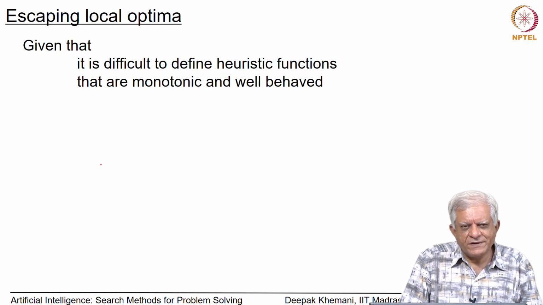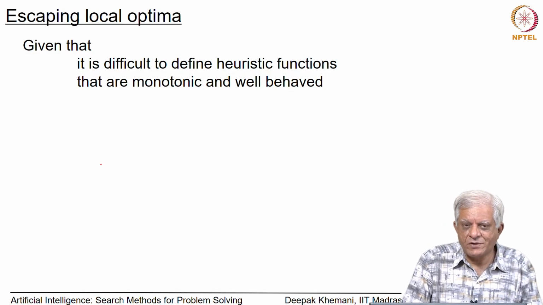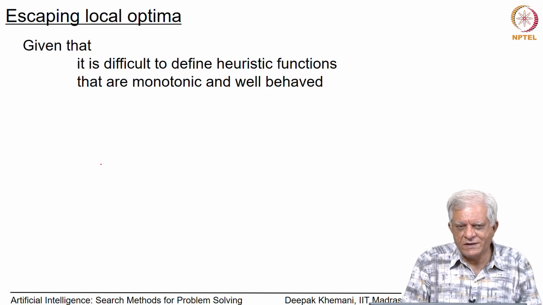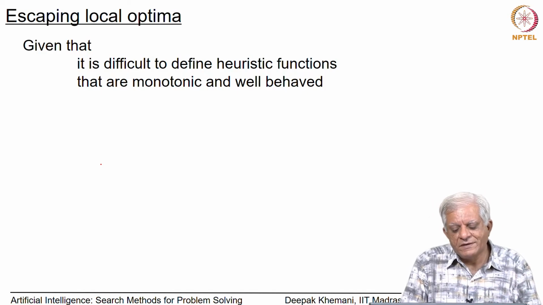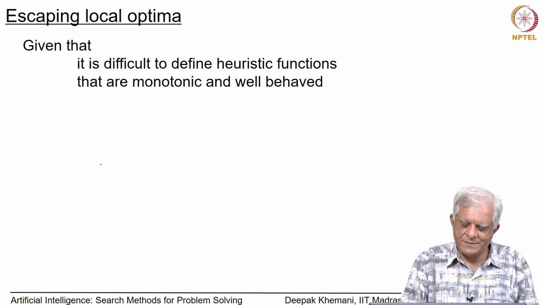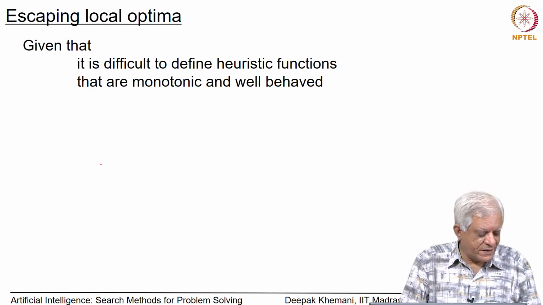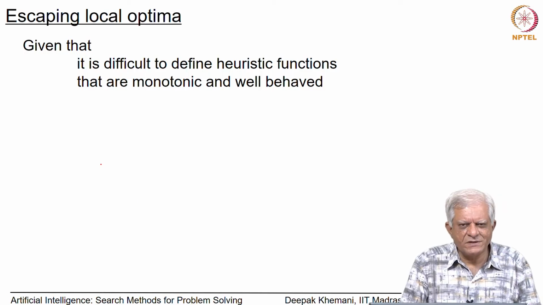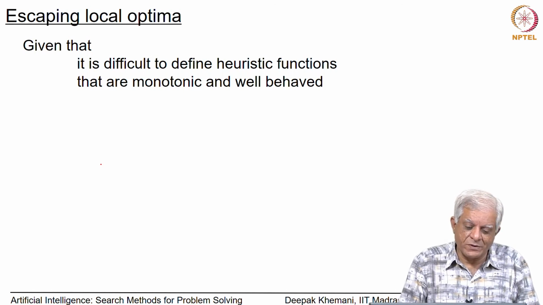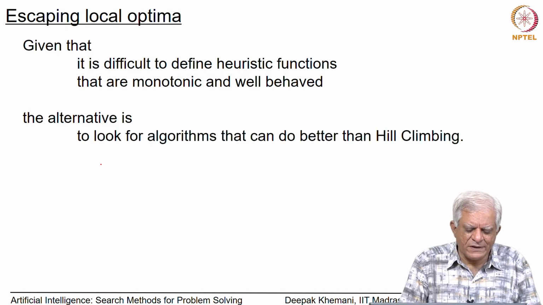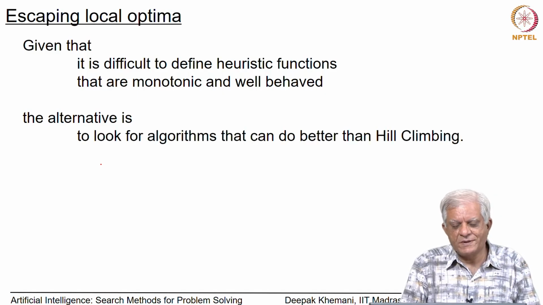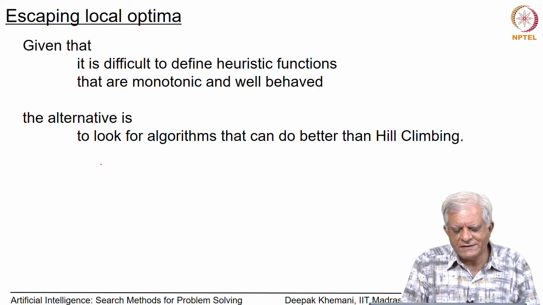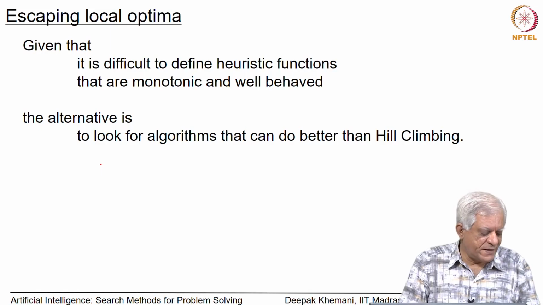Assuming, and you have to take my word for it here, that it is difficult to define heuristic functions that are monotonic and well behaved, in the sense that they will have only one local maxima or minima, which will also be the global maximum or minimum. We assume it is difficult to design such functions, and we saw the Rubik's cube example. Just try to imagine a function which will give you a monotonic surface. The alternative is to look for algorithms that can do better than hill climbing. So, if we can't change the heuristic function, can we change the algorithm? And that is a question that we will be asking next.